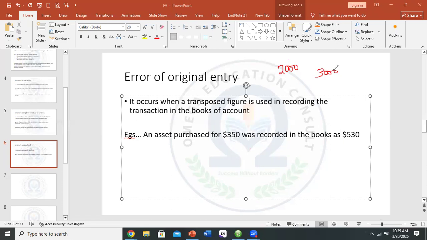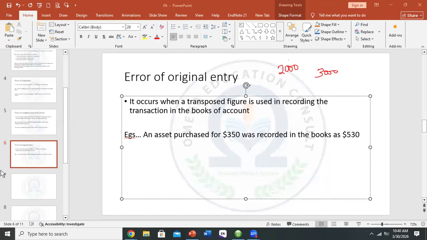However, because the same wrong amount was used in doing the debit and credits, you can analyze it as an error of original entry, and it will be technically correct. So don't always look for the transposed figure before you say it's an error of original entry. But most of the times, with error of original entry, you see that there is a transposition.